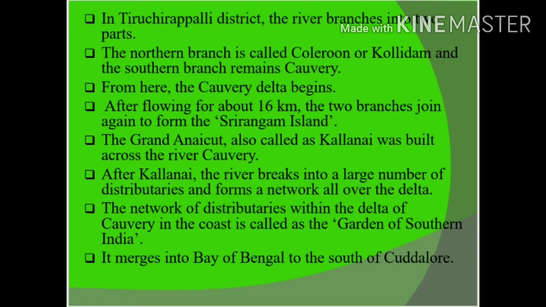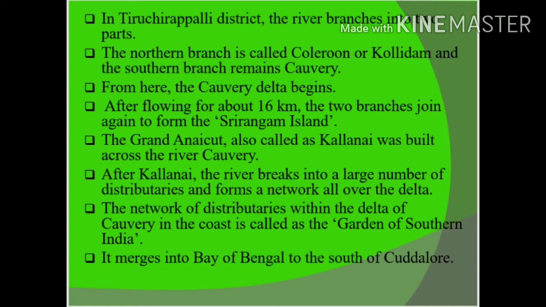In Tiruchi district, river Kaveri divides into two branches. The northern branch is called Kolidam or Coleroon. The southern branch is called Kaveri. From here the Kaveri delta begins. After flowing nearly 16 kilometers, the two branches join again to form the Srirangam Island. Have you heard about Srirangam? We have famous temples all over Srirangam. Srirangam is considered an island made by the two branches of our Kaveri.